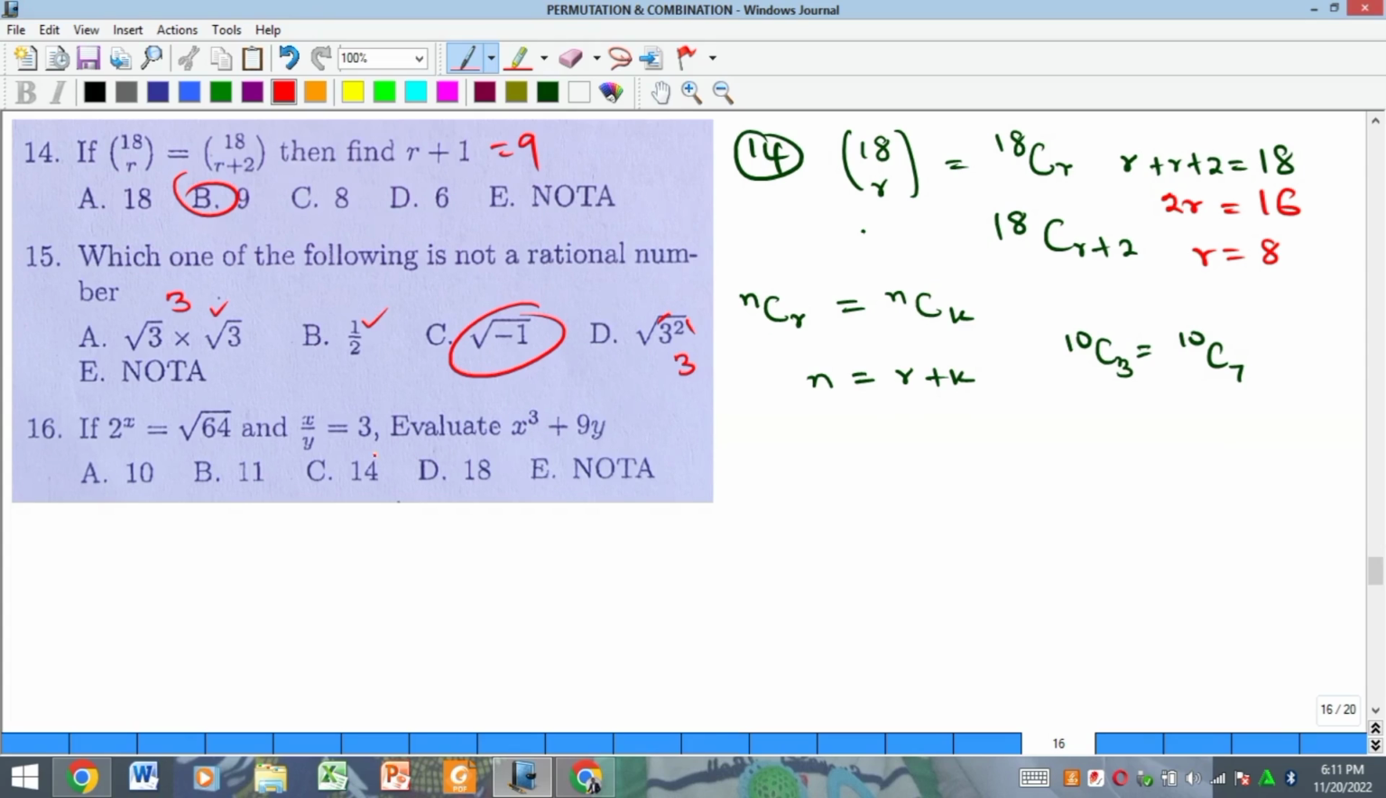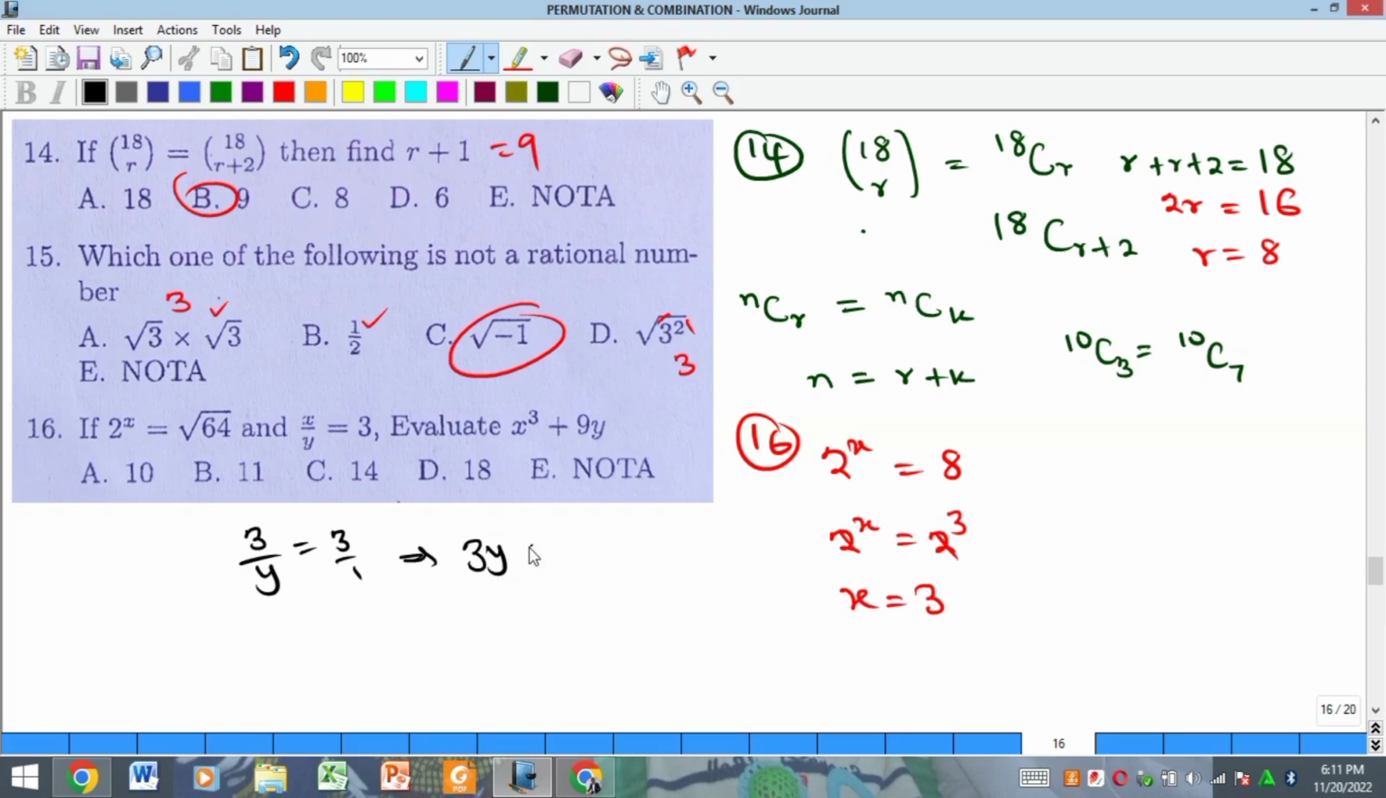Finally, for number 16, we have that 2 raised to the power of x is equal to root of 64. And root of 64 is equal to 8. So that means if I take this by indices, I'll have 2 raised to the power of 3. If I remove the equal bases, x is equal to 3. And then they said this other equation holds. What that means is that since my x is 3, I can have 3 over y is equal to 3 over 1. Cross multiply, you will have that 3y is equal to 3. Therefore, y is equal to 3 over 3, which is 1.